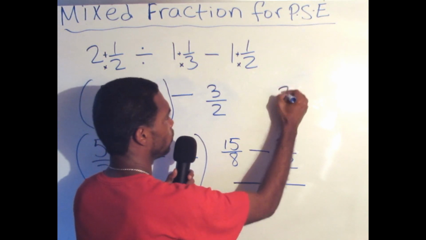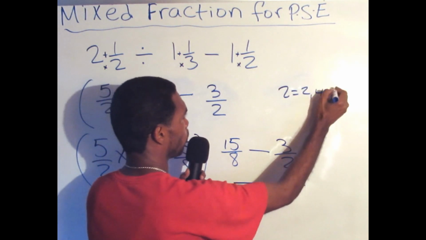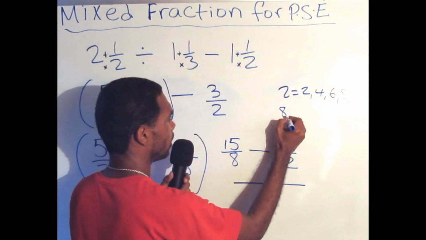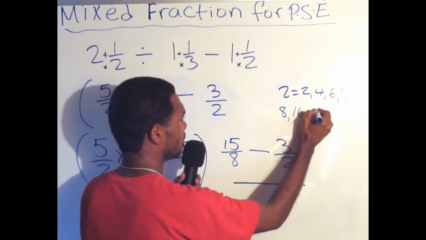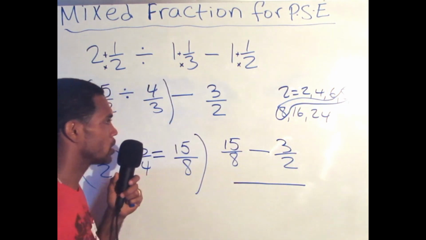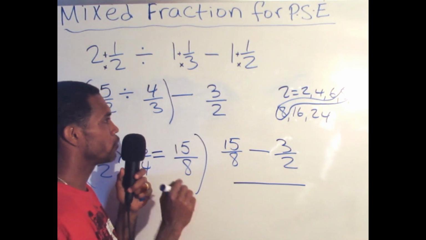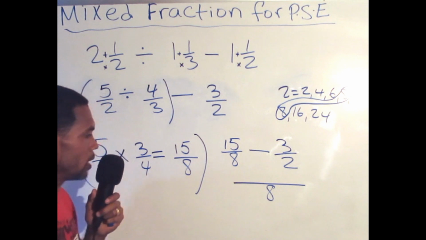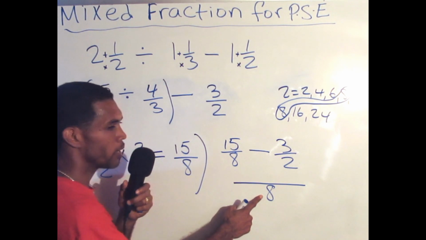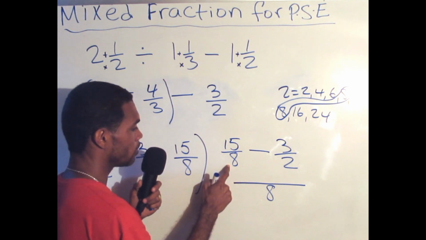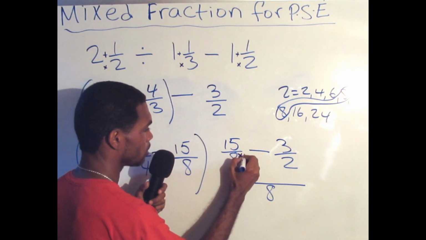So the LCM of 2, we go 2, 4, 6, 8, 10 by multiples. Then we go 8, 16, 24. As I look, I could see that my LCM, which is the least common multiple of 2 and 8, of course, is 8. So now, after finding your LCM, which is 8, I'm going to ask myself, 8 times what gives me 8? So it's 8 times 1.